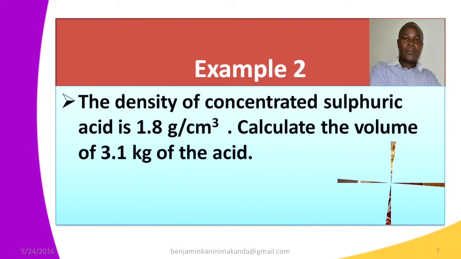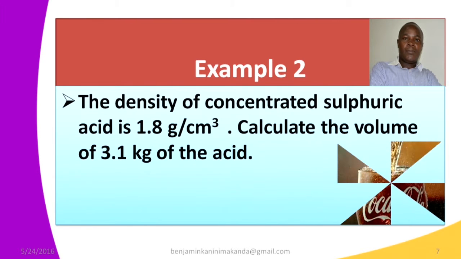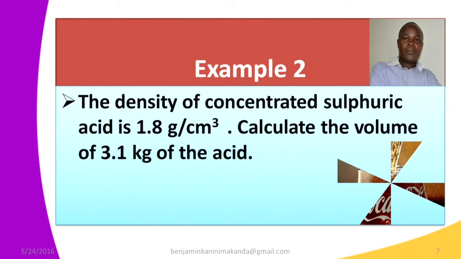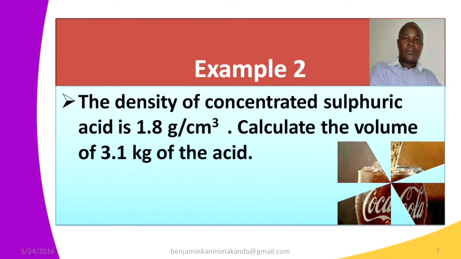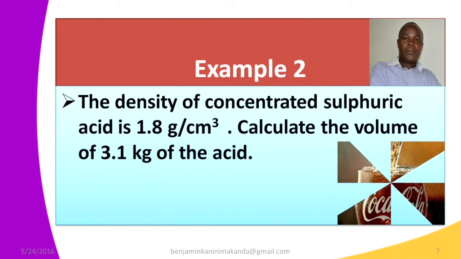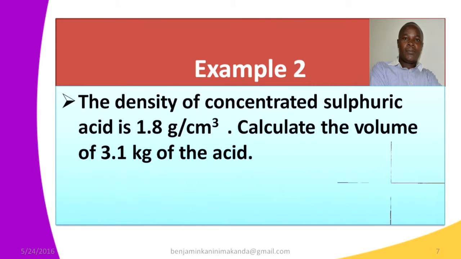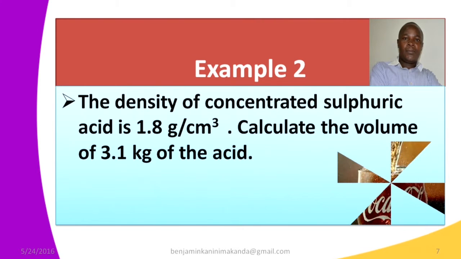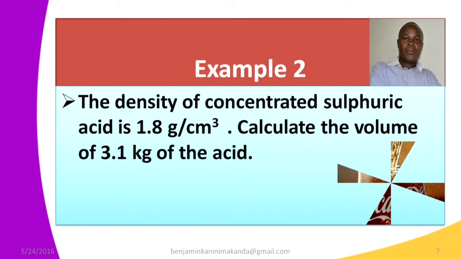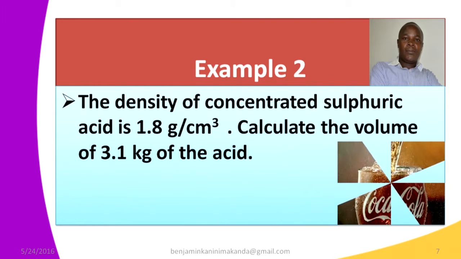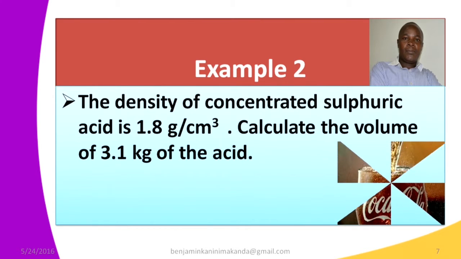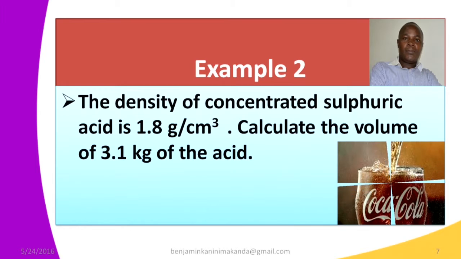So I will go through the question once more. The density of concentrated sulfuric acid is 1.8 grams per centimeters cubed. Calculate the volume of 3.1 kilograms of the acid. One thing you realize in this problem is that the density has been expressed in grams per centimeters cubed, but the mass given is expressed in kilograms. So what you have to do first is convert these units so that you use universal units. You can either choose to use grams per centimeters cubed, then convert kilograms into grams, or you change the density into kilograms per meters cubed, so that by the end of the day, you work with the SI units of density. So let's look at how we are able to solve this problem.